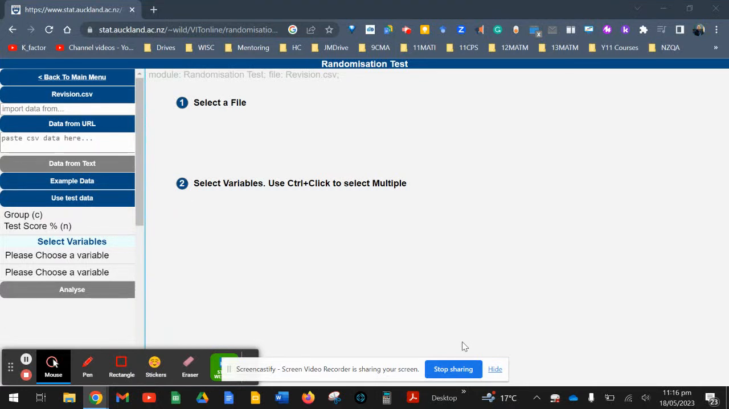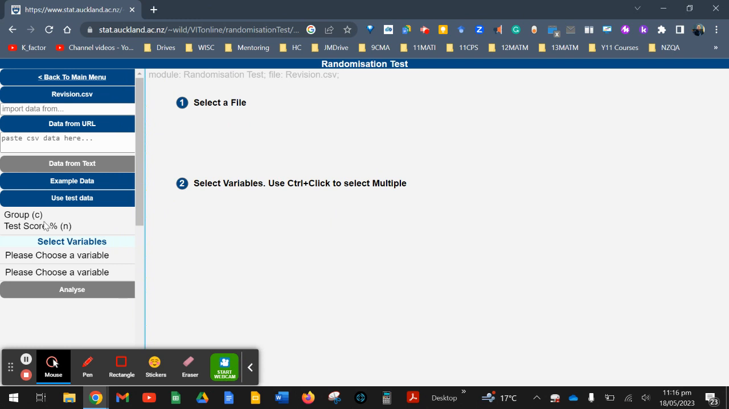Hi everyone, I'm going to make you a quick guide on how to do an analysis. I've got data, and the question in the investigation was, in essence, to see if revision has an effect on test scores.